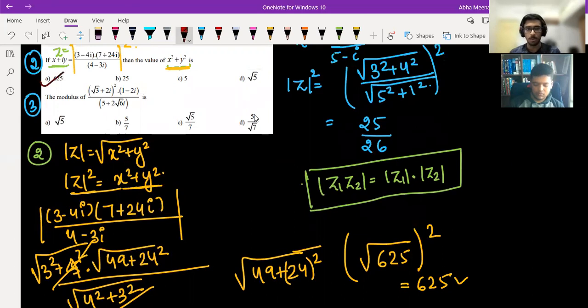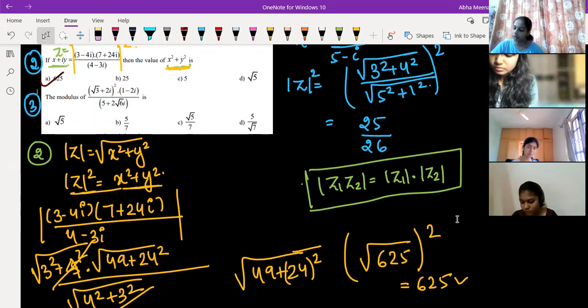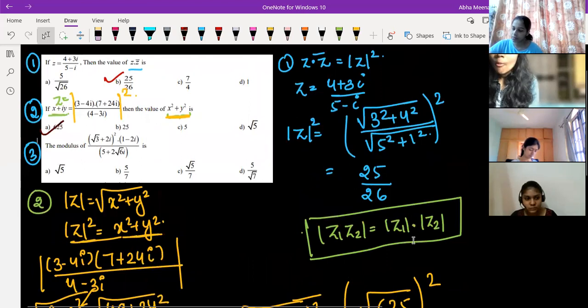Obviously, it is option A. It is option A. Any doubt till here, children? Bhumika, Samyak, Rupak, Diksha, no doubt. Aishwarya, no, ma'am. Okay. Now, the third question, can you all please try?